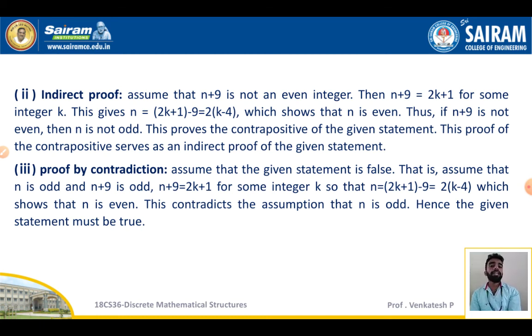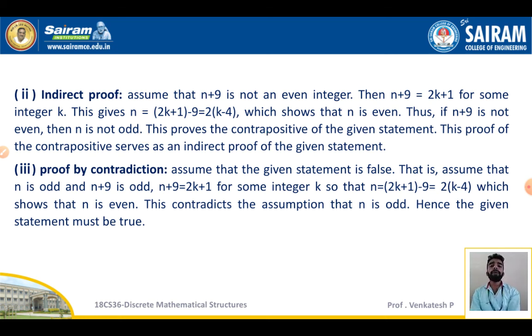Right? So this proves the contrapositive of the given statement, because in the given statement, n is an odd integer and we have to prove n plus 9 is an even integer. Here I took n plus 9 is not an even integer, then I got n is an even integer, then obviously it is true that n is not an odd number, right? So this proves the contrapositive of the given statement. So this proof of the contrapositive serves as an indirect proof of the given statement.